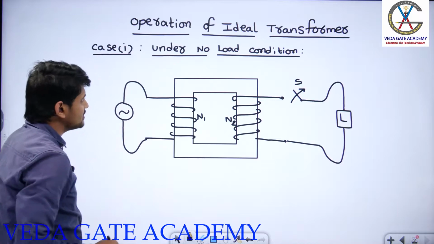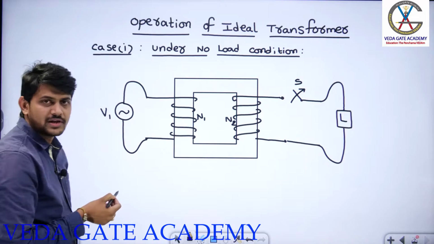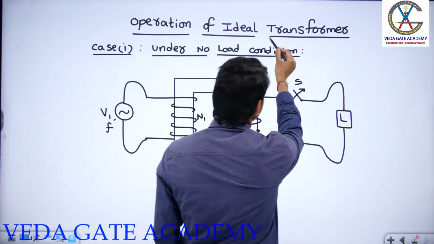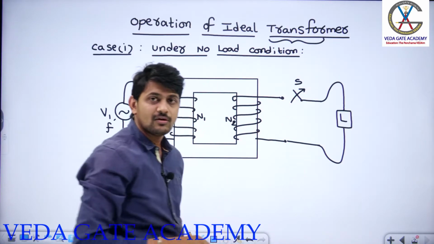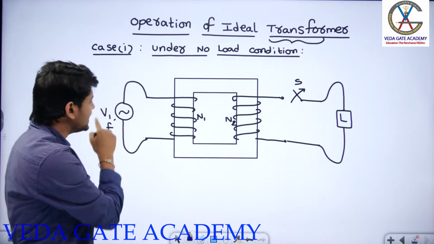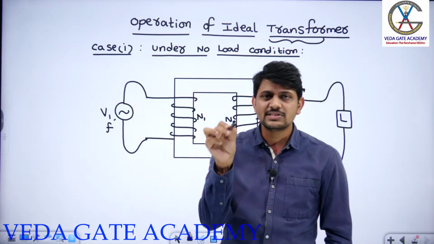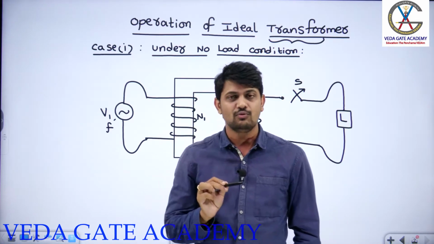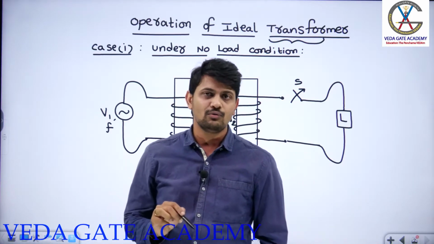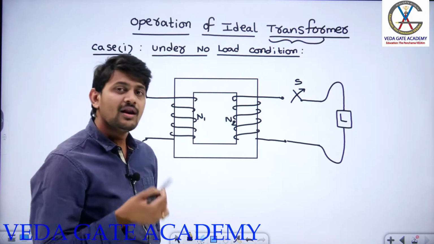Right. Now, let us assume that this is my source. I am applying a voltage V1 at a frequency F. By the way, what is the meaning of a transformer? The name itself indicates that it will transform the voltage levels of an AC signal. Here I am considering the AC signal. So the basic definition or function of a transformer is a device which is used to transform the voltage levels of an AC signal. That means it may step up the voltage or step down the voltage according to the application or our requirement.